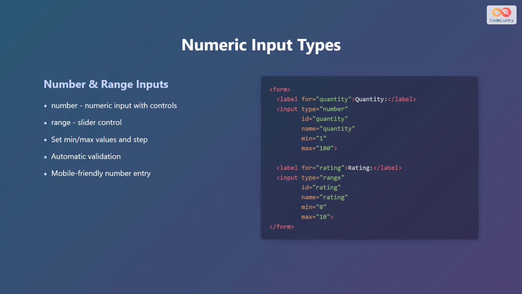In the code, the first label is for quantity, and its corresponding input type is number, with the ID and name attributes set to quantity. The minimum and maximum values are set to 1 and 100 respectively. The next label is for rating. The input type is range, with the ID and name attributes set to rating, and the minimum and maximum values are set to 0 and 10.